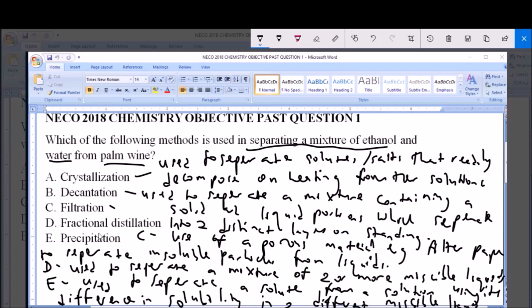So the separation technique we described that can be used to separate a mixture of miscible liquids is option D, fractional distillation, used to separate a mixture of two or more miscible liquids. So option D, fractional distillation, is the best method that can be employed in separating a mixture of ethanol and water from palm wine.